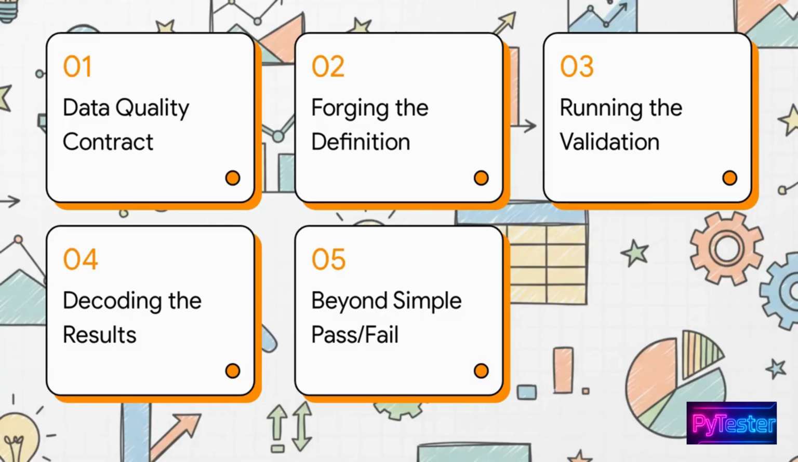Okay, so here's our game plan. First up, we're going to talk about something called the data quality contract. It's like the formal handshake between your data and your rules. Then we'll actually forge that contract with some code and run the validation. After that, the fun part, decoding the results. And finally, we'll get into why the real magic happens when you look beyond just a simple pass or fail.